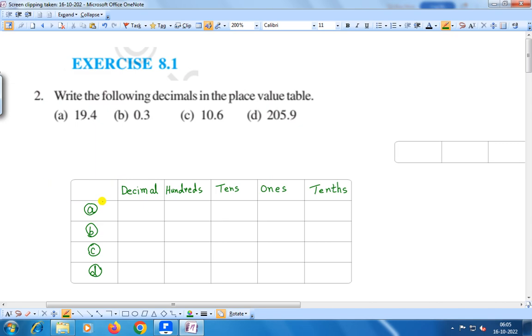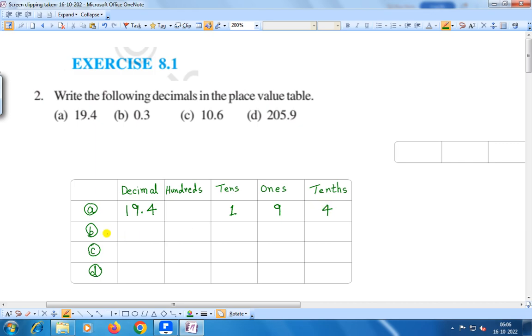Question A is 19.4. Here you see, this is the decimal part and this is the whole part. The place value of 9 is ones, therefore we can write 9 in ones place. The place value of 1 is tens, therefore we write 1 here, right? And 4 is in the tenths place, therefore it is 4, right?